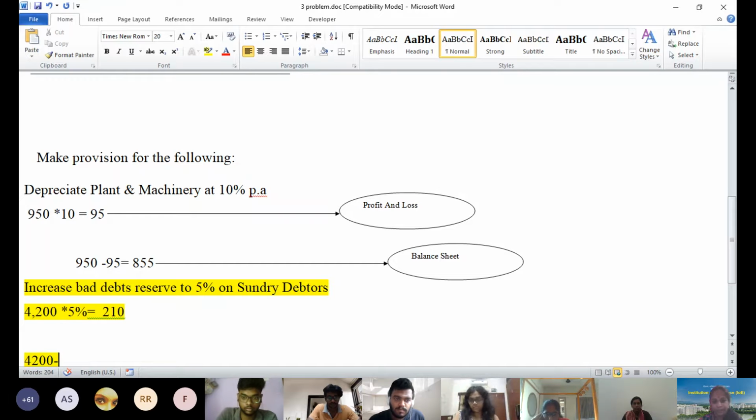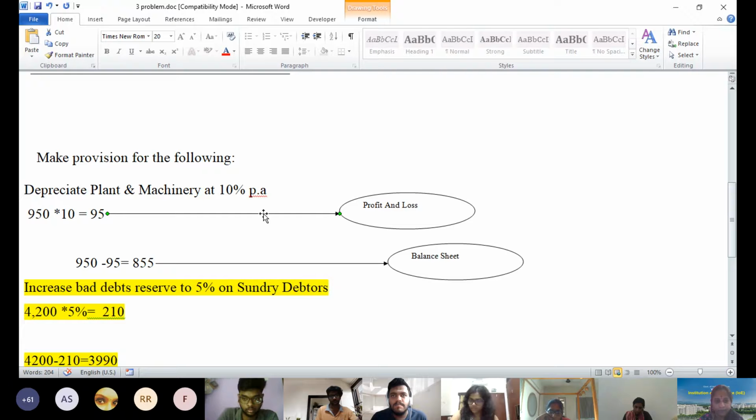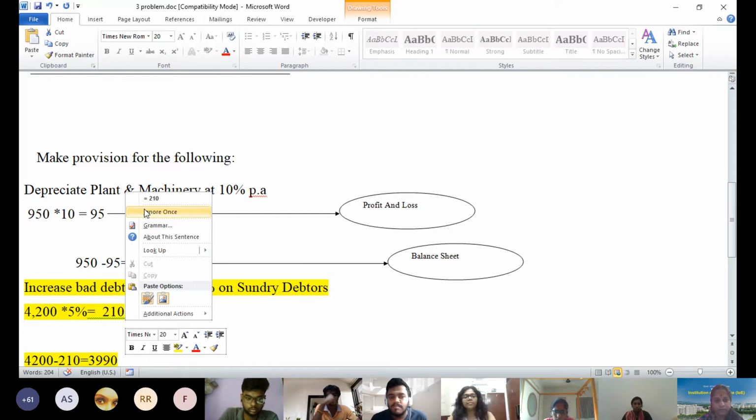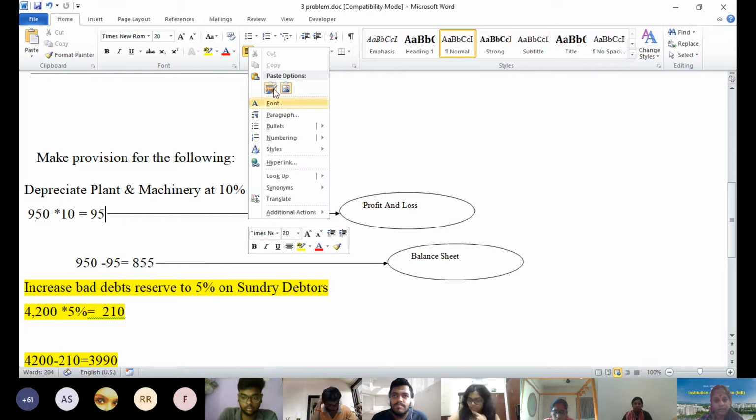Yeah, it is the last year's bad debts. We are doing the last year's balance sheet, am I right? It's already there in your sundry debtors. So 4,200 minus 210. What is the amount? Can I have the amount, please? 3,990. So this is the aspect which has come. So this particular aspect, the same way of representation has to be there. Same way of representation.